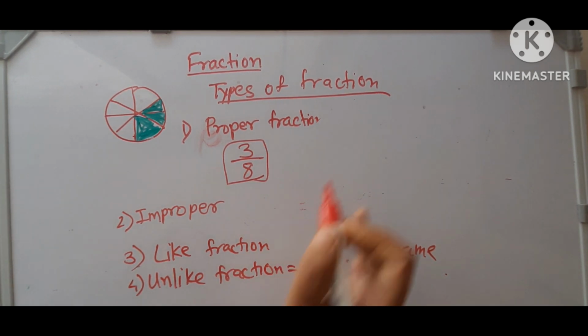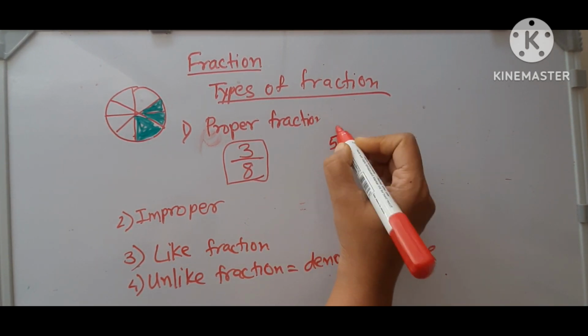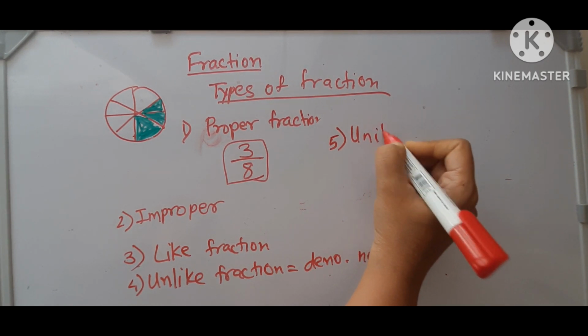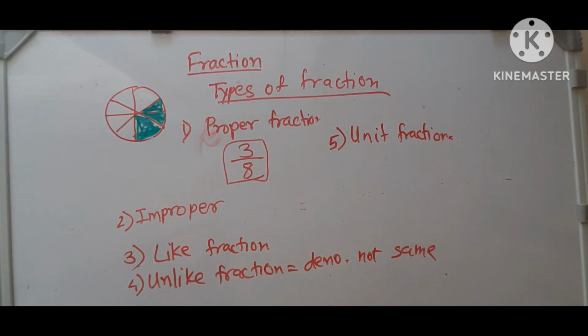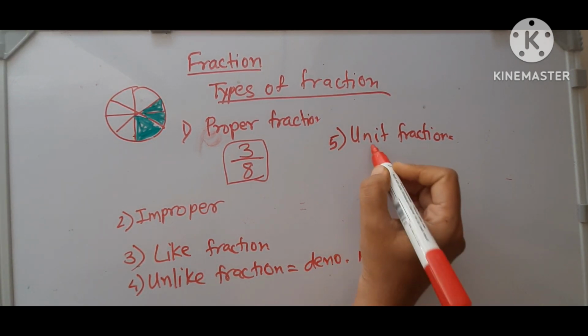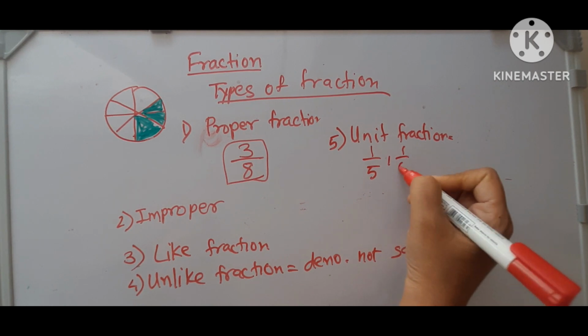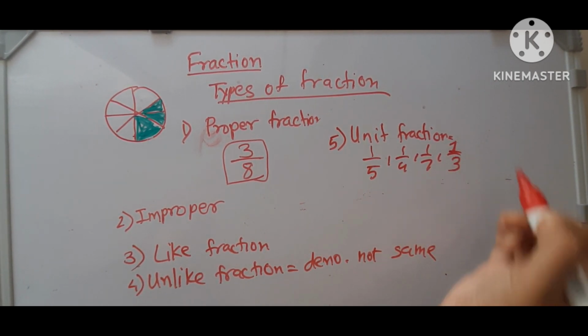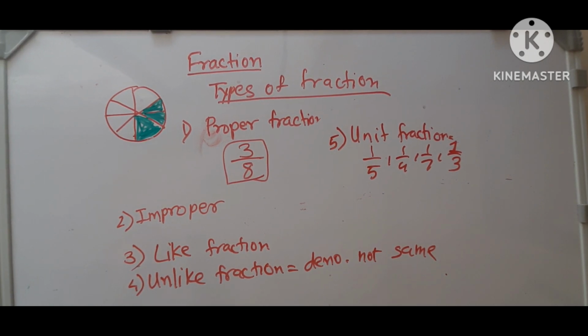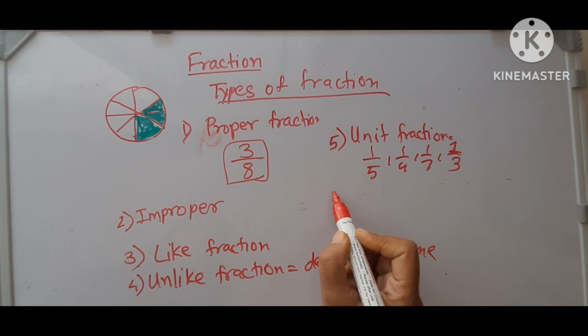The next type of fraction is unit fraction. Whenever there is 1 in the numerator, they are all known as unit fractions. 1 by 5, 1 by 4, 1 by 7, 1 by 3. Wherever there is 1 in the numerator, the fraction is known as a unit fraction. Okay. Again, we have two more types.